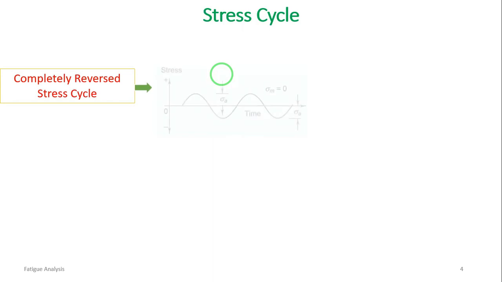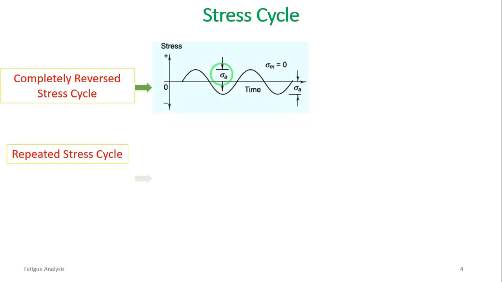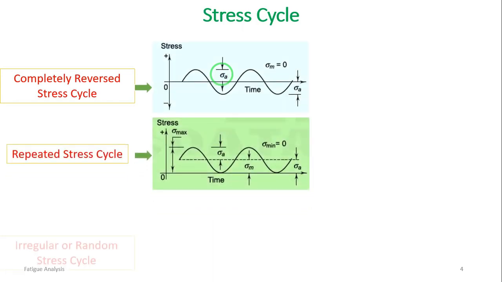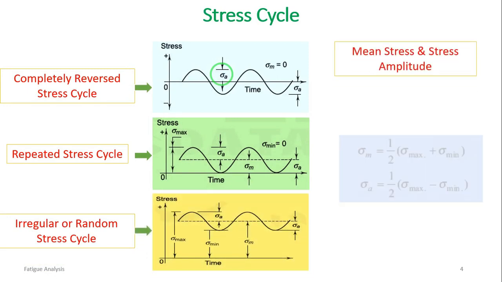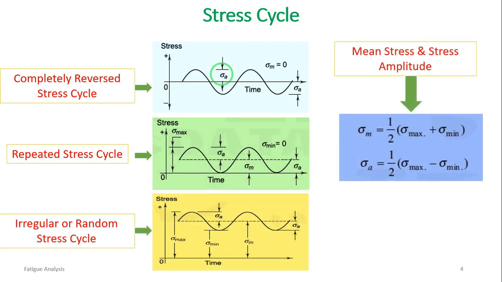Then we have stress cycles. Basically we have 3 types of stress cycles. The first is the completely reversed stress cycle, the second is the repeated stress cycle, and the third is the irregular or random stress cycle. Here there are some terms like mean stress and stress amplitude. The mean stress, sigma m, is given by maximum stress plus minimum stress divided by 2, and the stress amplitude is given by maximum stress minus minimum stress divided by 2.